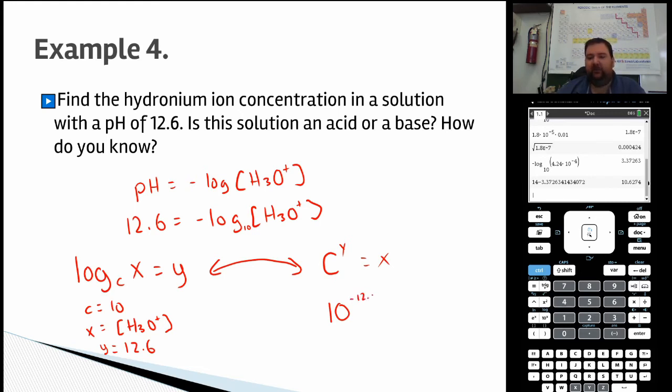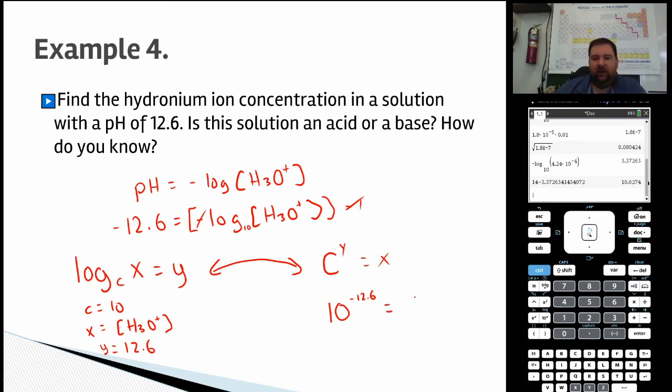Actually, it's negative 12.6. Because before you do this, you want to isolate your log. So we're going to multiply this entire side by negative 1. And what does that do? It gets rid of the negatives and moves it over here. Okay, so negative 12.6, because we want to isolate the log, and that's going to be equal to our x.